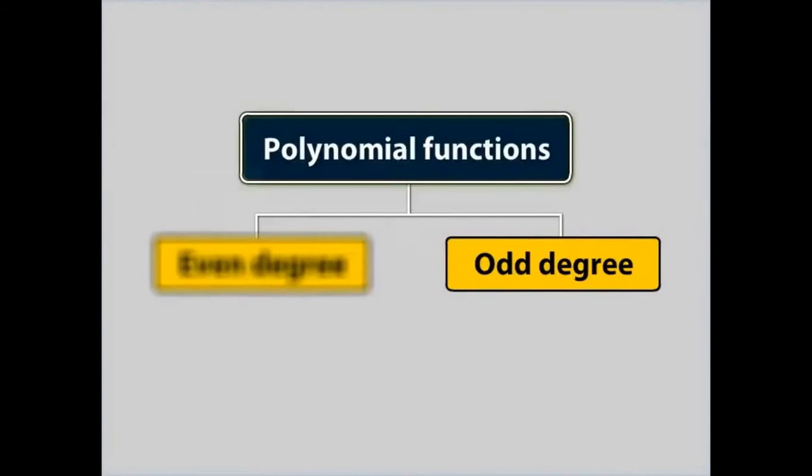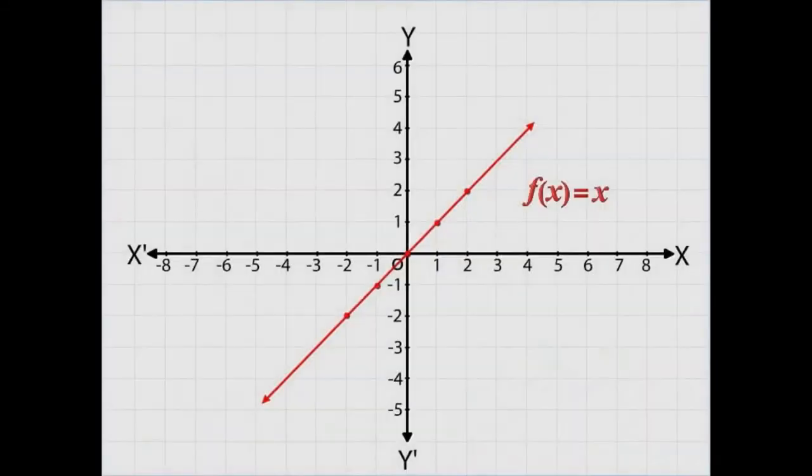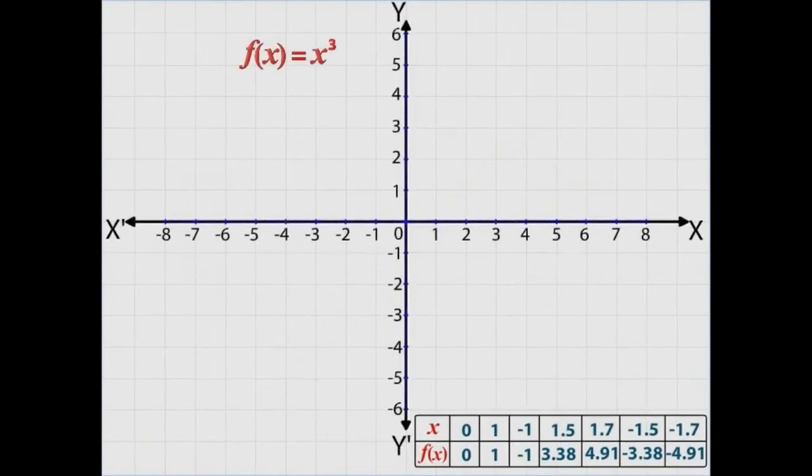Now let's look at a polynomial function with an odd degree. The simplest polynomial function with an odd degree is f of x equals x. You may know that the graph of this function is a straight line. Next, look at another polynomial function with an odd degree, f of x equals x cubed. Let's draw its graph.